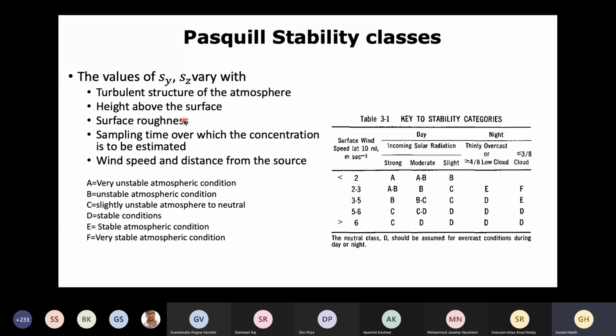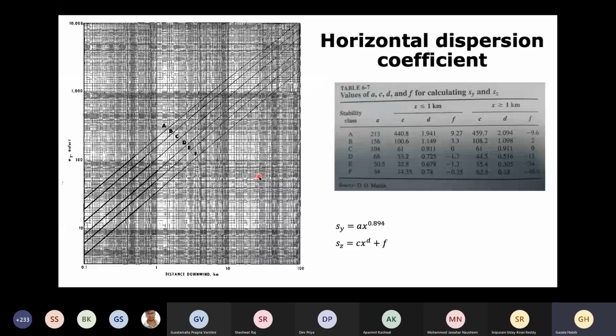So the values of SY and SZ can be calculated once you know the stability class, and then using the second table and noting down the information on various constants A, C, D, and F, you can use these two formulas to calculate SY and SZ.